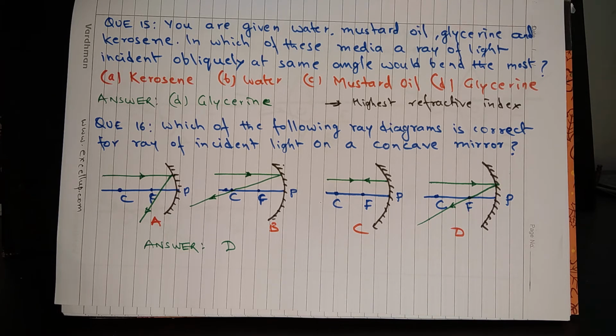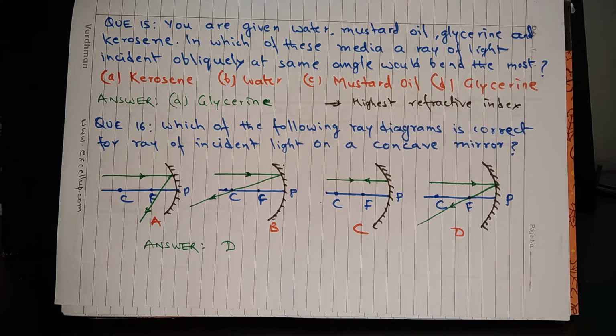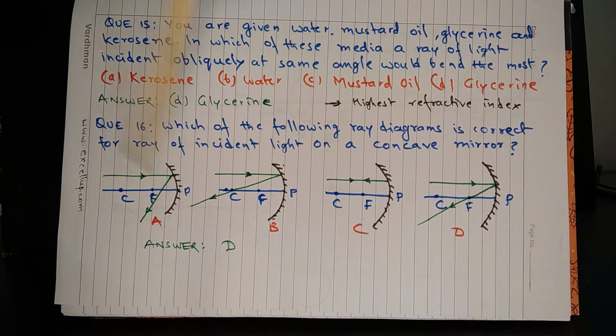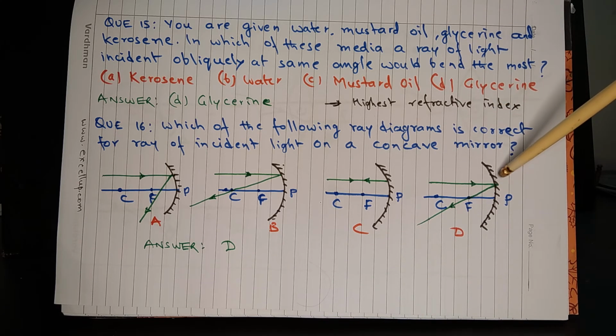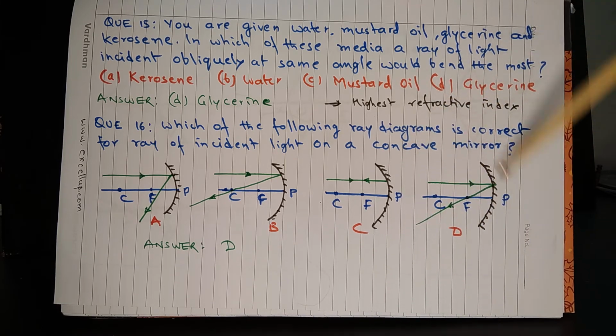Question 16. Which of the following ray diagrams is correct for a ray of incident light on a concave mirror? So, the incident ray is parallel to the principal axis, and we know that after reflection from a concave mirror, the incident ray which is parallel to the principal axis passes through the focus, and that is why D is the correct answer.